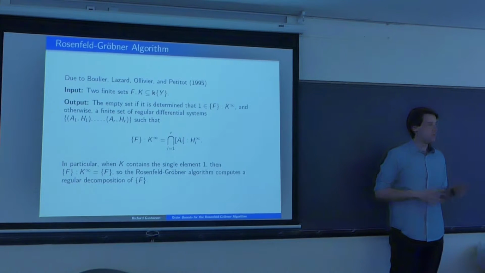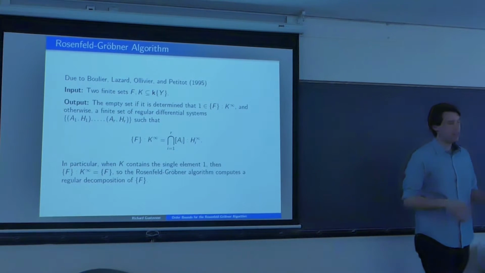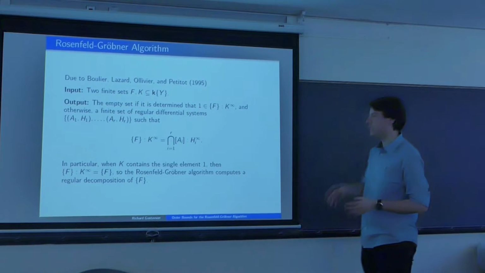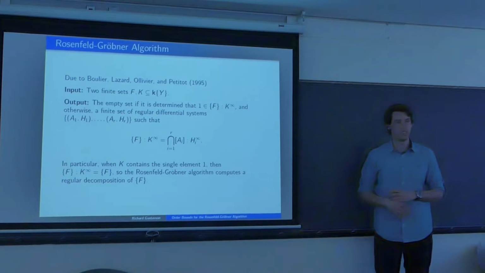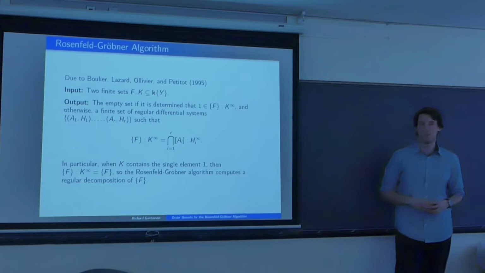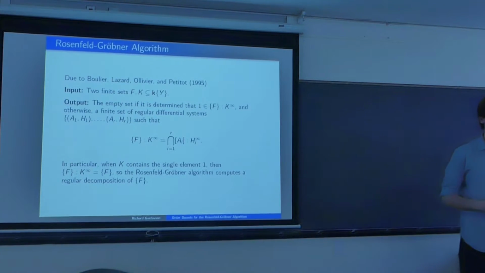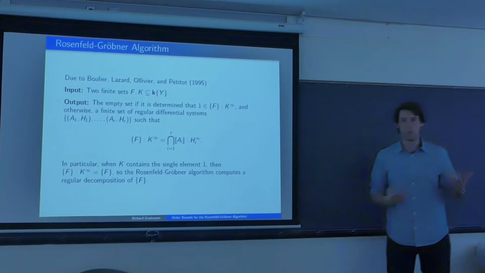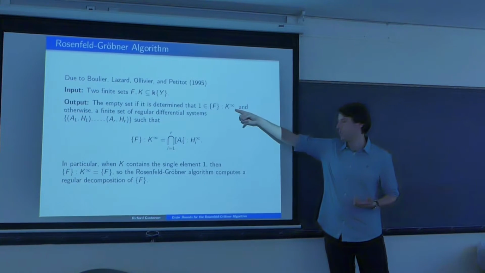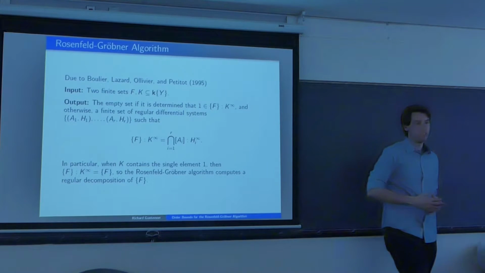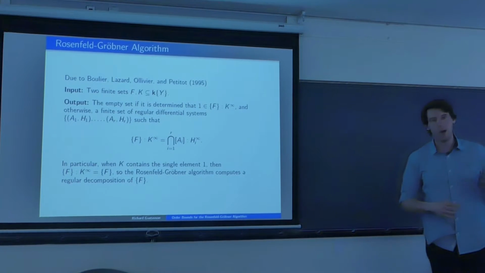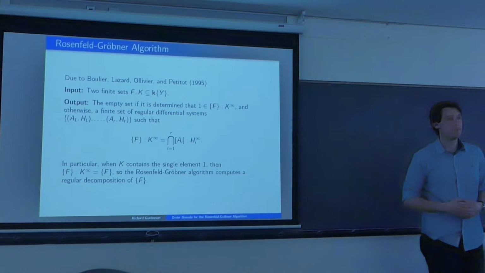Otherwise, the algorithm returns a finite collection of regular differential systems such that the saturation ideal equals the intersection of the saturation ideals of these regular differential systems. So this is what the algorithm does. In particular, if k is just the single element 1, then this saturation ideal is just the radical differential ideal generated by f. So what this gives us is a regular decomposition of the radical differential ideal generated by f.